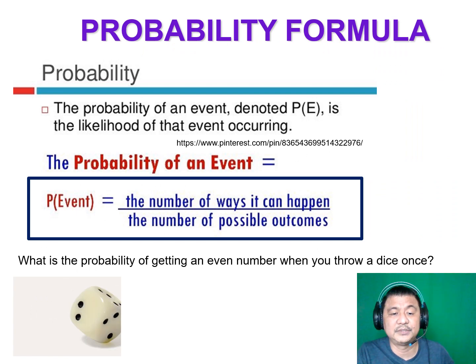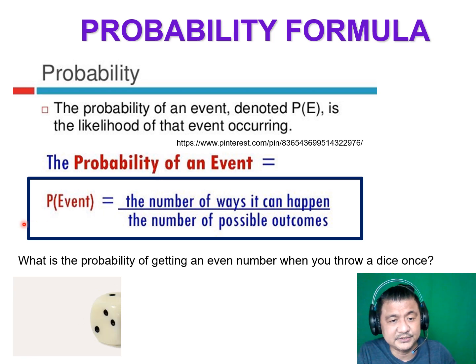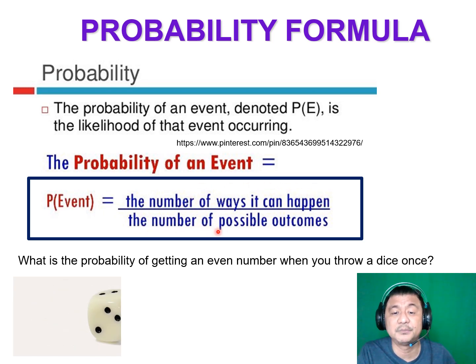Okay, so let's start with the probability formula. Remember this formula, okay? The probability of an event denoted as P(E). You will see this all the time. P means probability. E is the event, what you want to happen. It is the likelihood of that event occurring. The probability of an event, this is how you write it, P parenthesis of what event, is the number of ways it can happen, what you want to happen, over the number of possible outcomes, writing down all. This is like the part, this is the whole, okay, remember that.